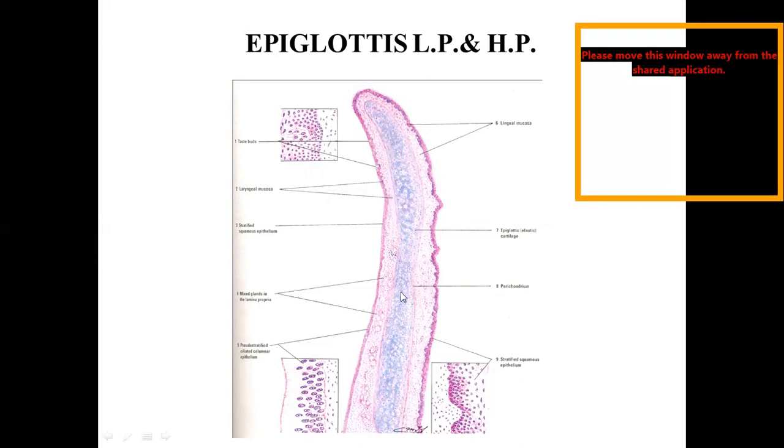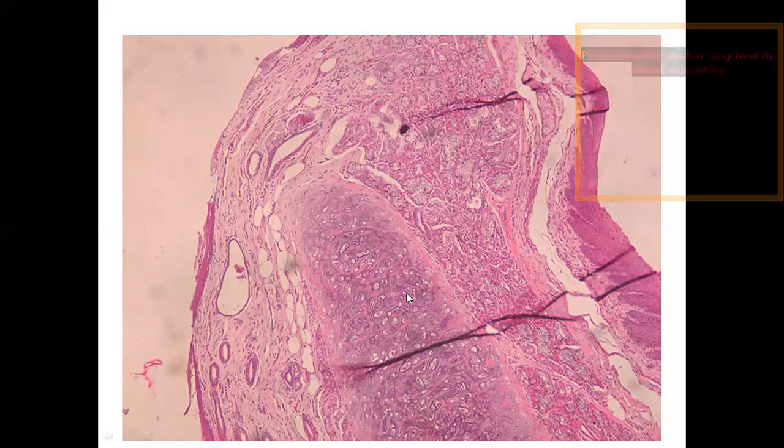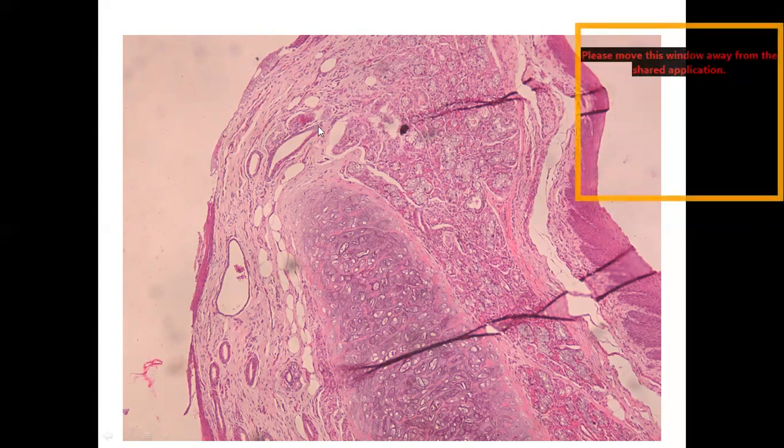So the cartilaginous, leaf-like structure, you will see in the upper part of the larynx. In the center, you can see a prominent elastic cartilage. You know the feature of elastic cartilage: chondrocytes which are tightly arranged, and in between, elastic fibers running. Then you can see the lining epithelium, stratified squamous non-keratinized on the anterior surface. On the posterior part, it is pseudostratified ciliated columnar.